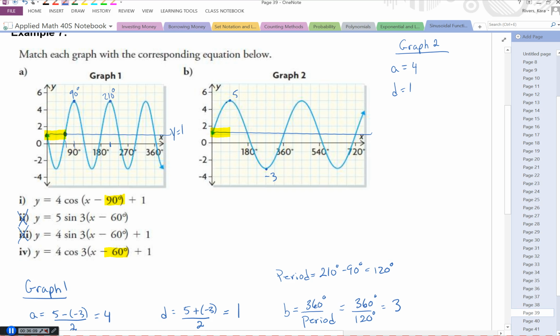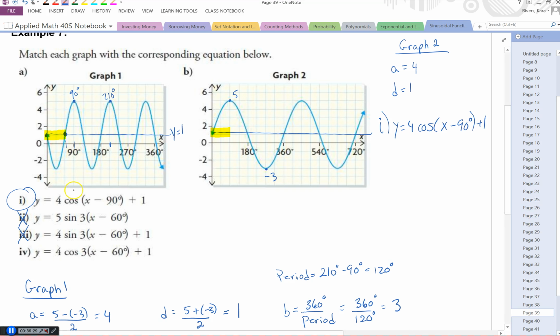So we know that this is now going to be equation 1 for graph 2. Y equals 4 cos of x minus 90 degrees, plus 1. And that's a perfect fit for that equation.